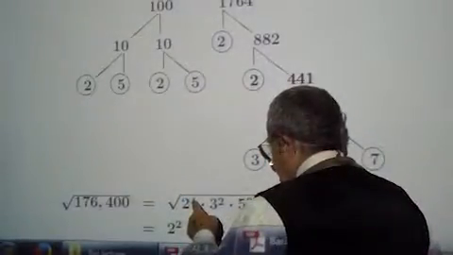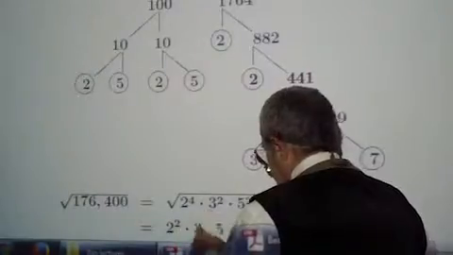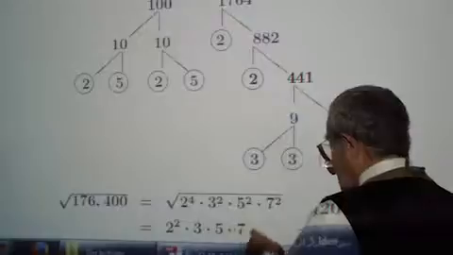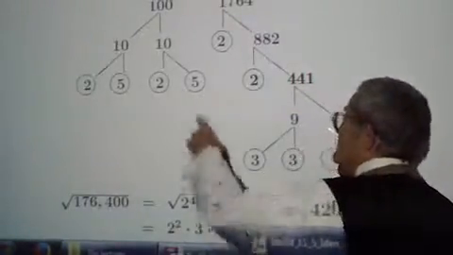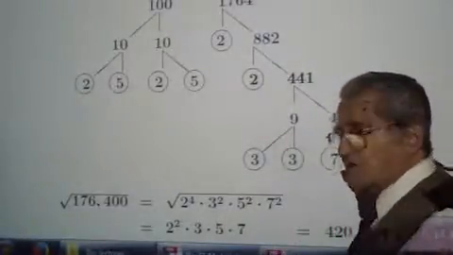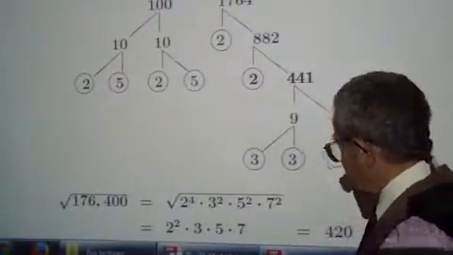So I have 2 to the 4, 3 squared, 5 squared, 7 squared. 2 to the 4 is 2 squared times 2 squared. 2 squared comes out as 4. 3 squared comes out as 3. 5 squared comes out as 5. 7 squared comes out as 7. This is the square root of that big number, 176,400. Oh, is that really a big, big number?